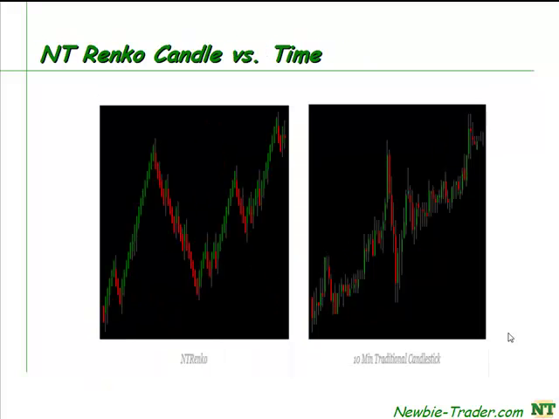And when you look at it as compared to a time-based candle, on the left, we have the NT Rinko. On the right, we have a 10-minute traditional candlestick, and this is again the S&P 500. Notice how easy and clean it is to see the pivots on the left versus the confused mess you see on the right. So we'll get into some more advantages of this in some of our other videos, but just know we use a special candle over here at Newbie Trader, and it's called the NT Rinko candle, and you can get your own one free right here on the right side or at the top.